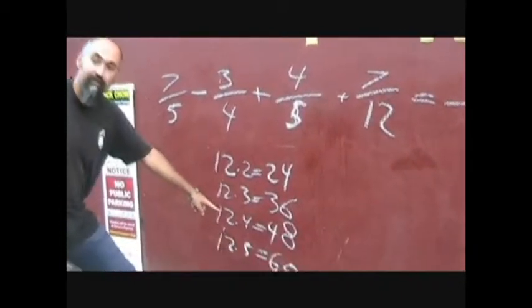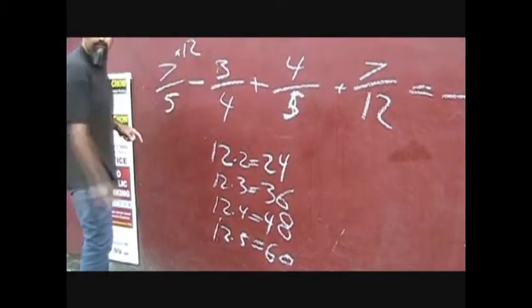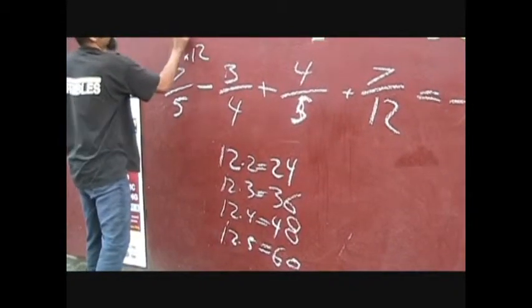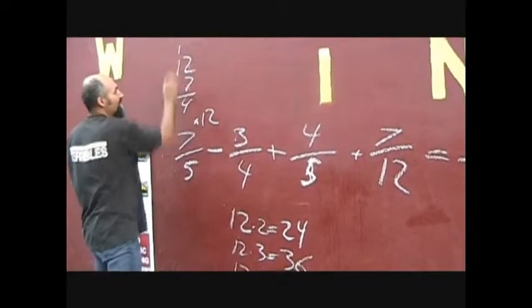Now, what did you multiply 5 by to give you 60? You multiplied it by 12. So you multiply 7 by 12. Okay? Let's do this by hand. 7 times 12, 2 times 7 is 14. 1, 7, 8. 84.